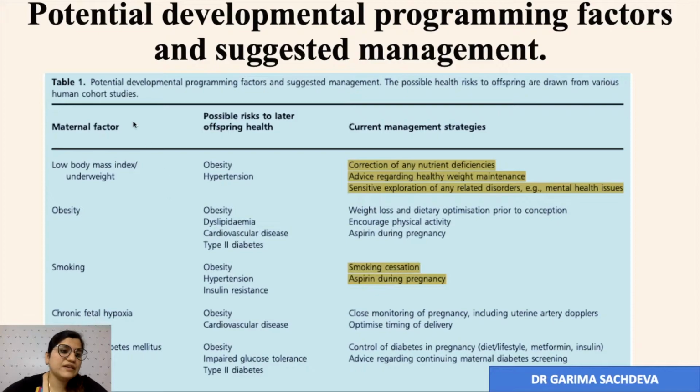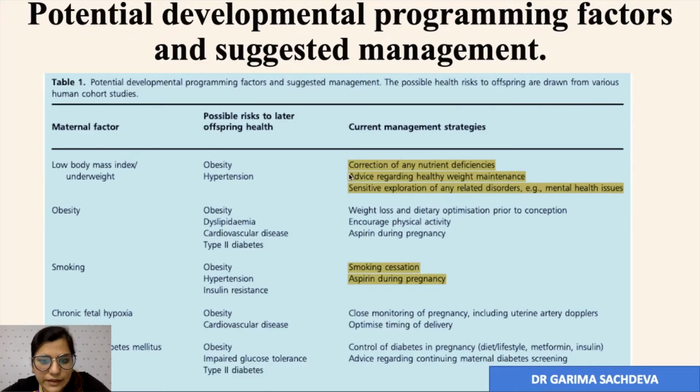Then these are the various maternal factors and how they affect the offspring and how we can manage them. So if there is low weight or the female is underweight, then in the offspring there can be obesity and hypertension in later life. How can you correct it?